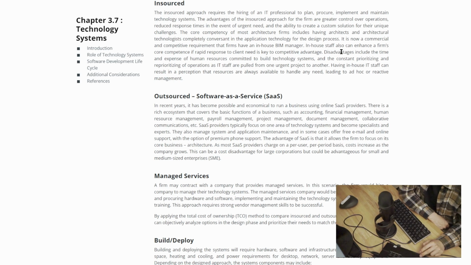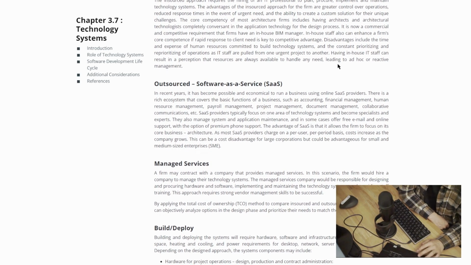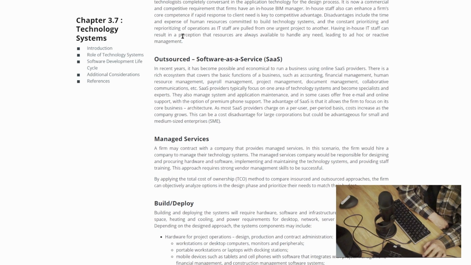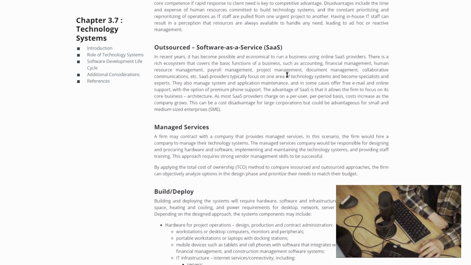Disadvantages include the time and expense of human resources committed to build technology systems, and the constant prioritizing and reprioritizing of operations as IT staff are pulled from one urgent project to another. Having in-house IT staff can result in a perception that resources are always available to handle any need, leading to ad hoc or reactive management.